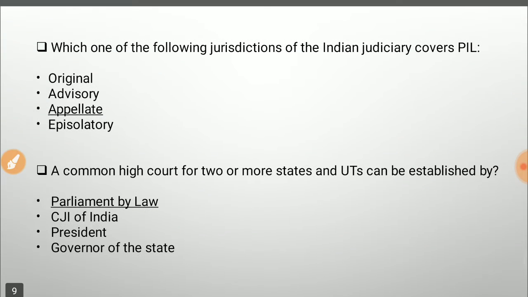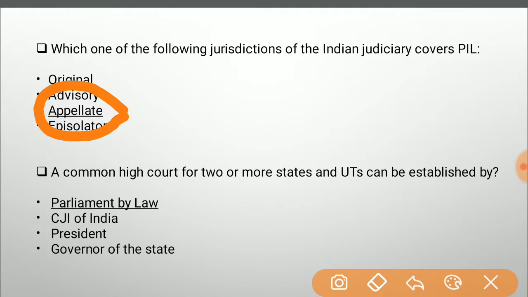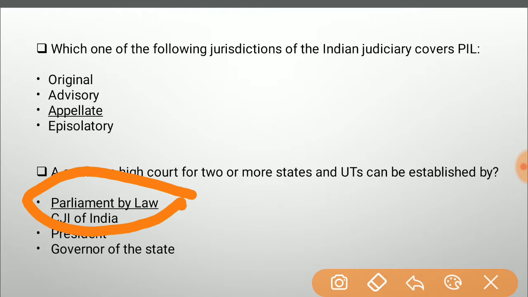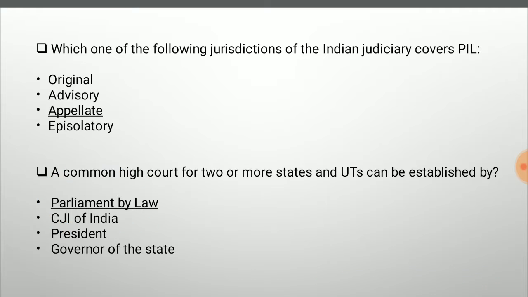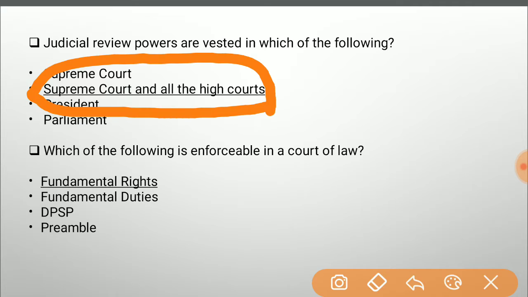Okay. Which one of the following jurisdictions of the Indian judiciary covers PIL? The appellate judiciary covers PIL because PILs are formed by people on various matters of public interest as an appeal to the courts. A common high court for two or more states and UTs can be established by the parliament by passing a bill or formulating a law. Judicial review powers are vested in which of the following? Judicial review power is vested in the Supreme Court as well as all the high courts.